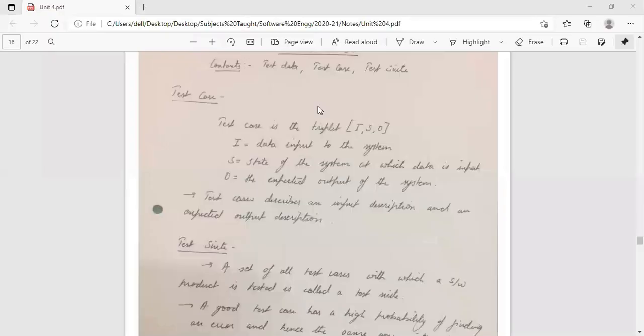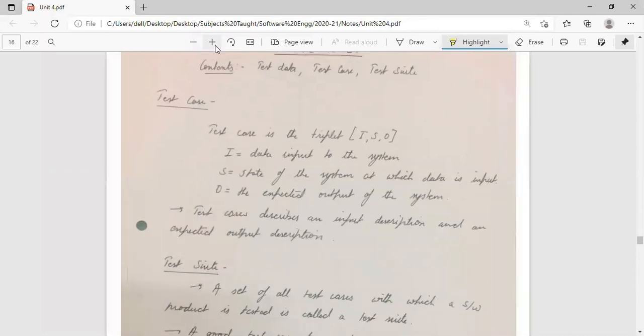Today's topic we are going to consider is the test data. Then we are going to consider the test cases and the test suite, right? So here, if you can see, let me zoom this so that you can have a clear picture.